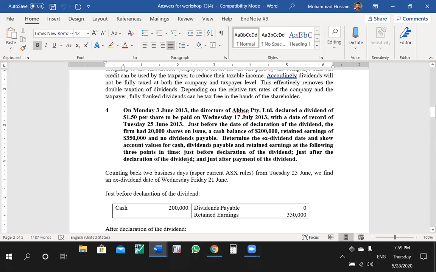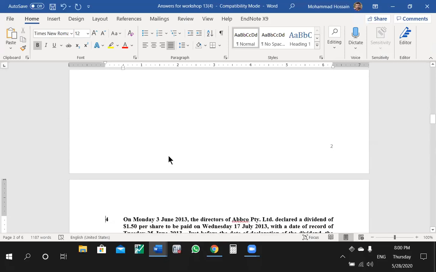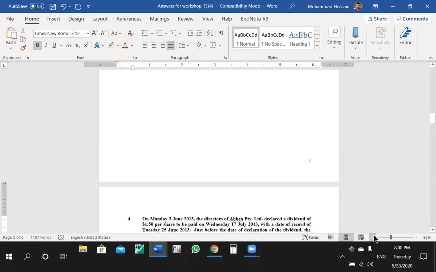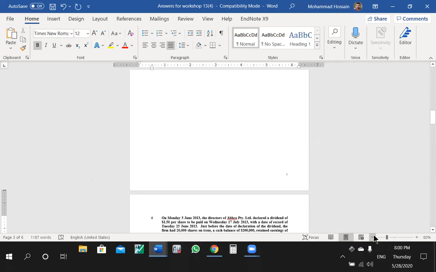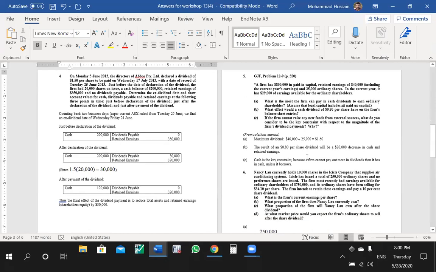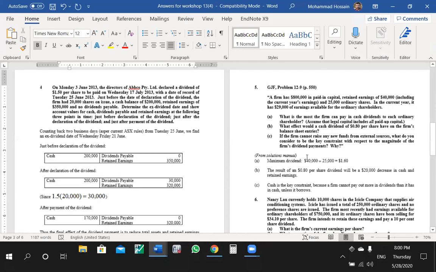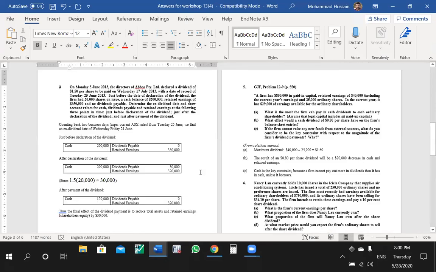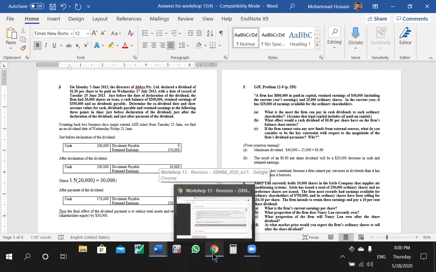Question number 4. Before I do these things, I would like to actually take attendance before I go ahead. I'll take my attendance first. But I cannot take attendance on the screen because it's a problem of Privacy Act issues.